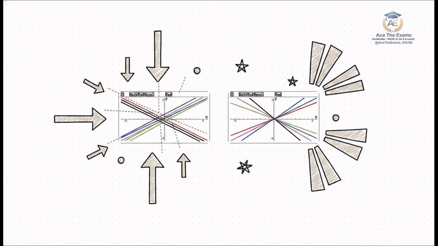Now, on the right, we kept the B value identical, so they all cross the vertical axis at the exact same point, but we changed the A value. It looks almost like a fan opening up as the lines rotate around that one single pivot point. It's literally visual algebra in motion.